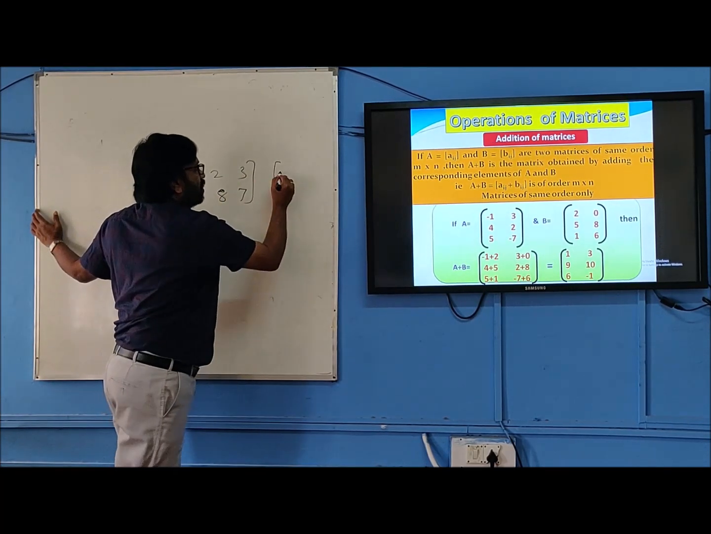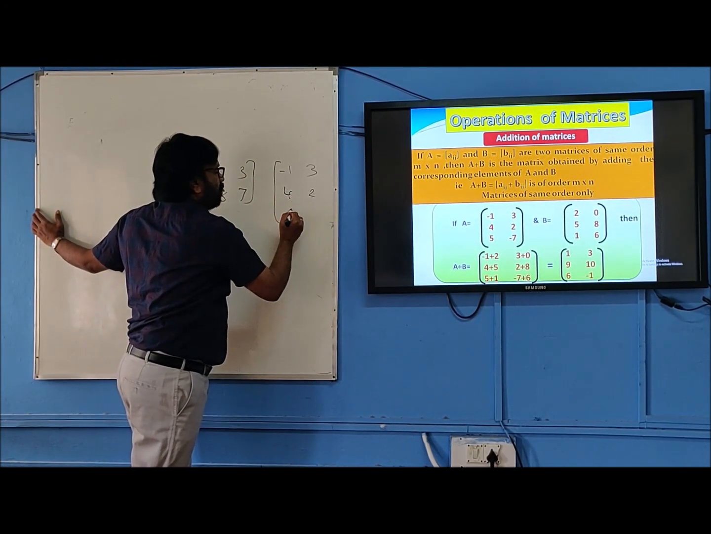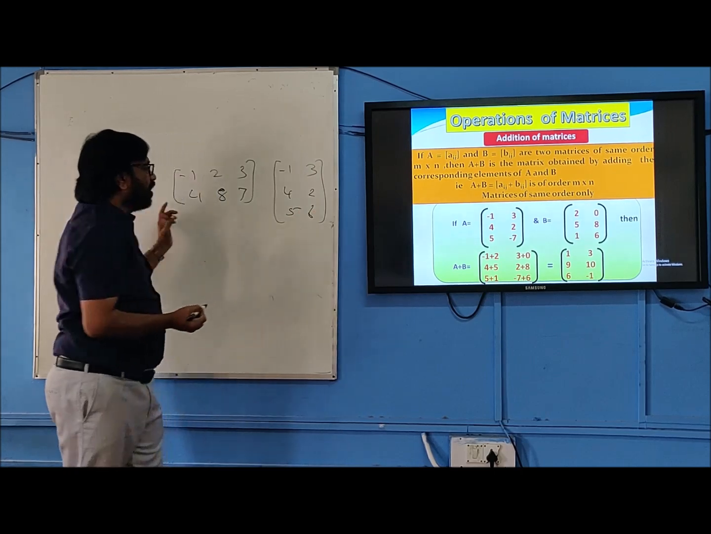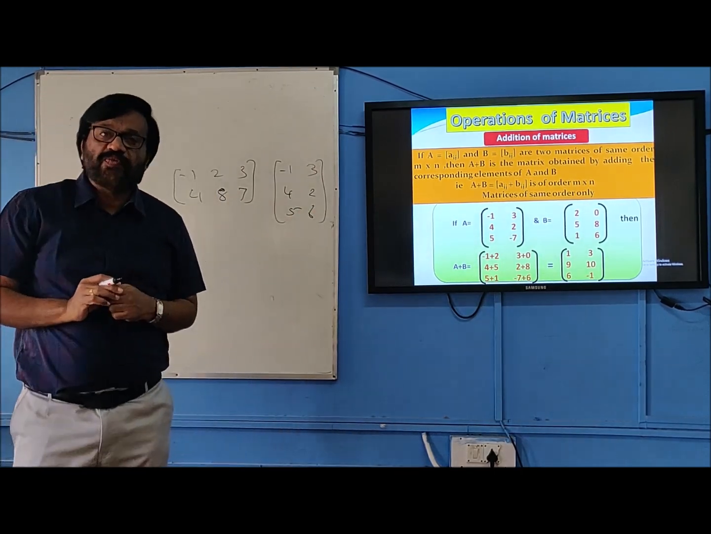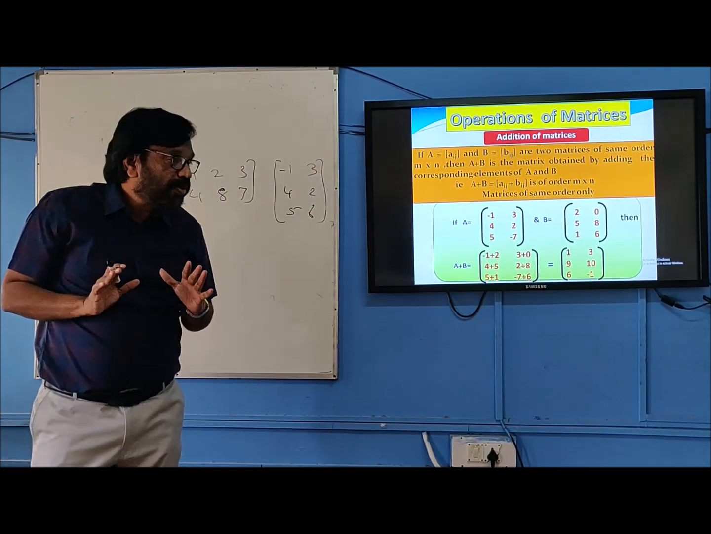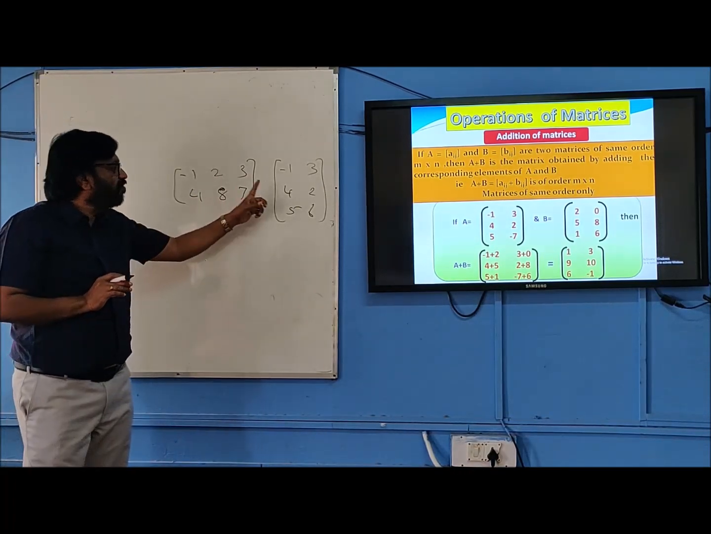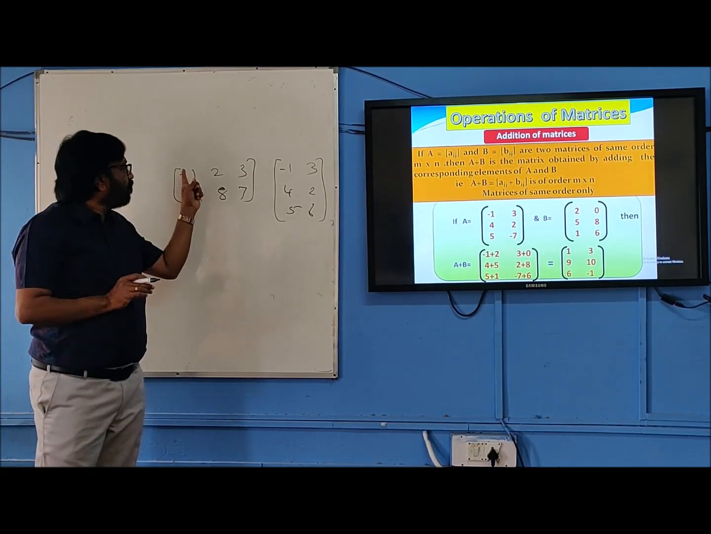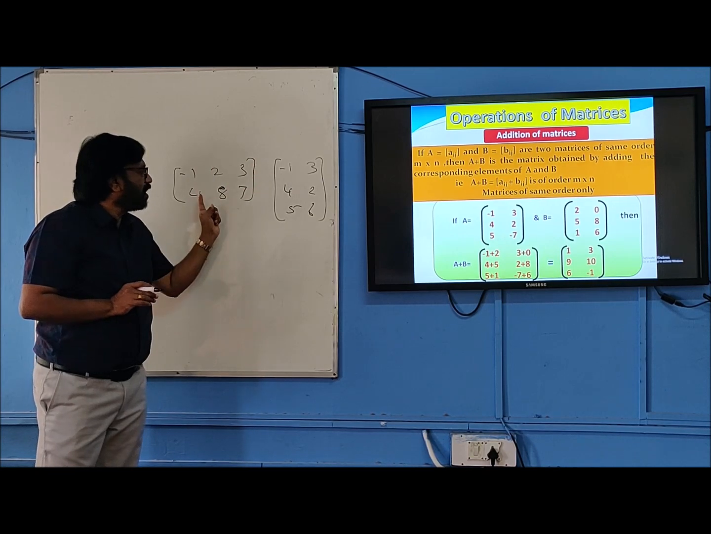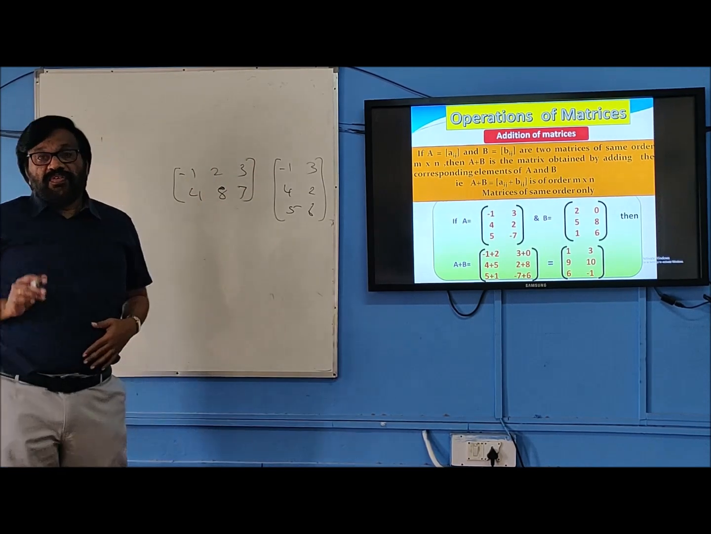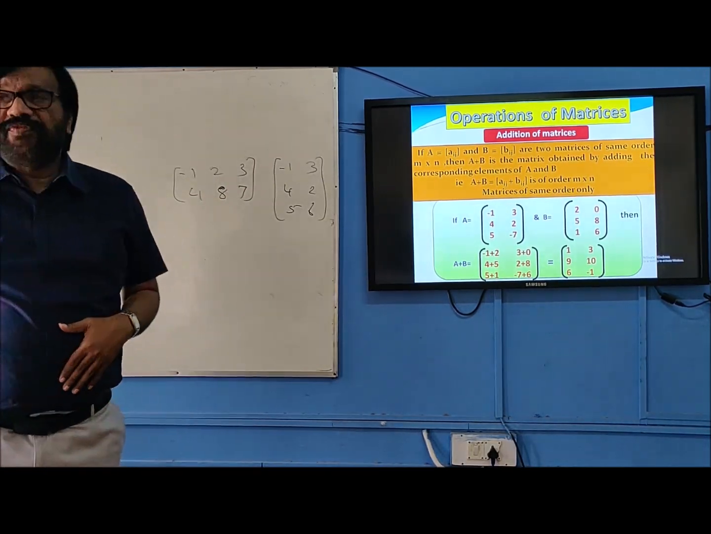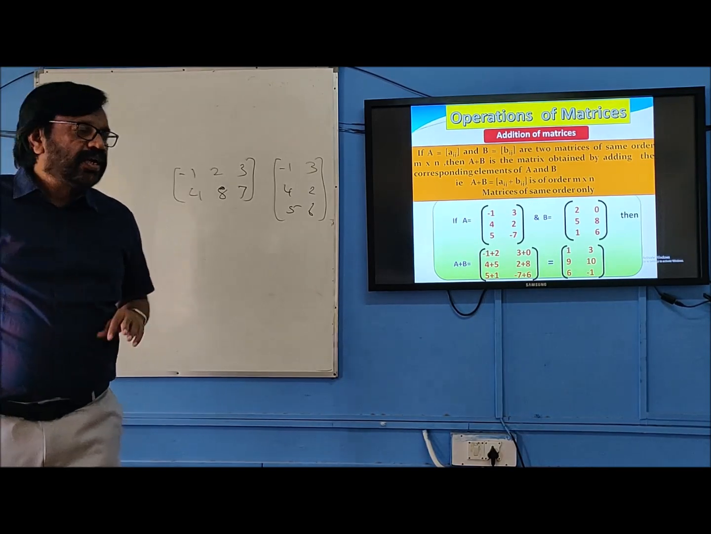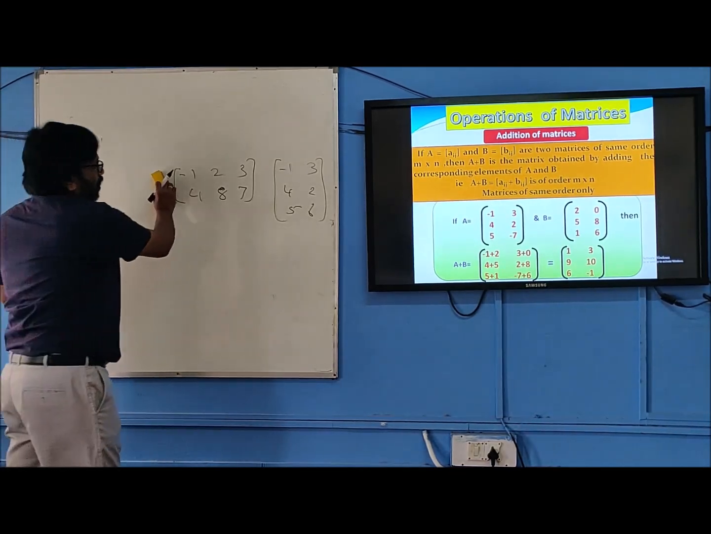And another matrix: minus 1, 3, 4, 2, 5, 6. Here we cannot add these two matrices. Why can't we add these two matrices? Since they are of different orders. We cannot find the corresponding elements for each element here. Therefore, it is very important that if two matrices are to be added, they should be of the same order.